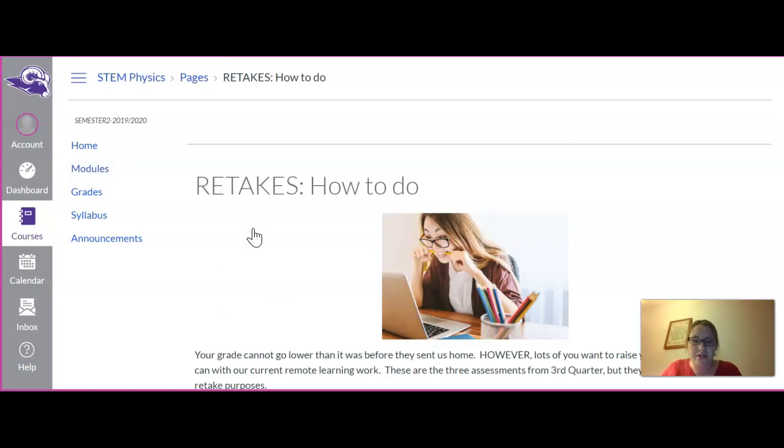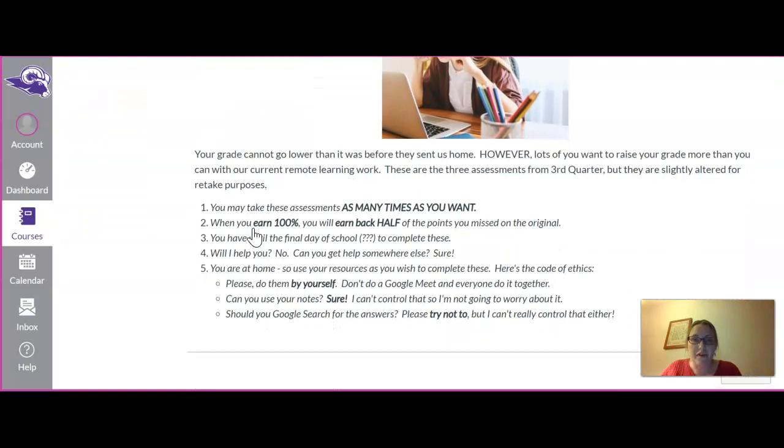First things first, there's a very short list of rules. You can take these assessments as many times as you want. When you earn 100%, you will earn back half of the points you missed on the original. This isn't a situation where I can give you 100% for redoing one of these because you're at home. There are some other factors that I can't control, like the testing environment. So you'll earn half of the points that you missed back.